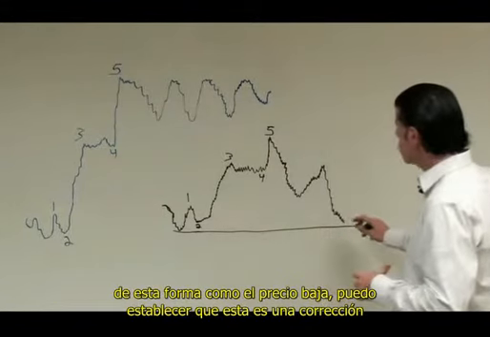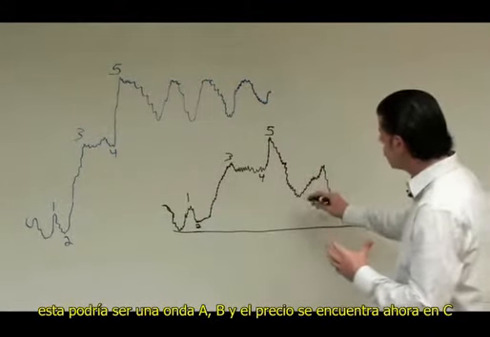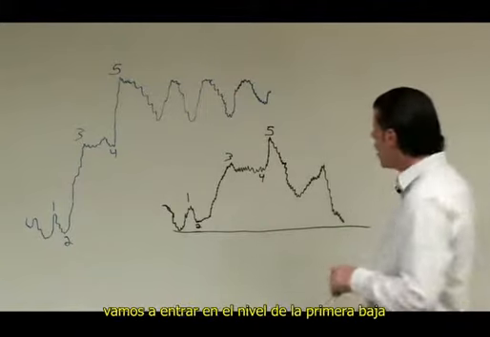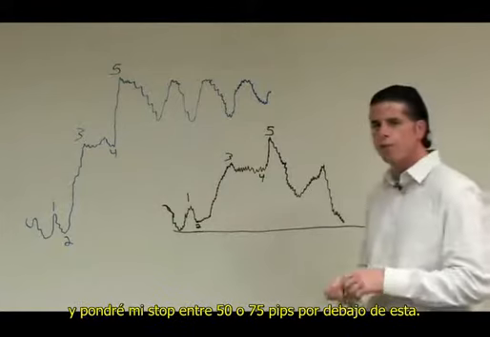So as prices do come down, as long as I can loosely count a correction, this could be an A wave, this could be a B wave top, and prices right now could be in that C wave, I would look to enter at the level of the first low and place my stop maybe 50 to 75 pips beneath that level.